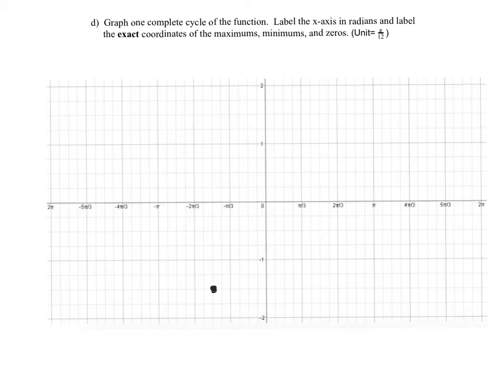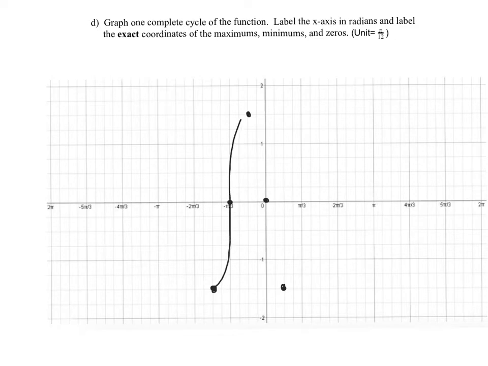And now when I pick my next point, I'm going to have negative pi over 3, 0. And then at pi over 6, I'd be at positive 1.5. Then I'd have 0, 0. A positive pi over 6 would give us a negative 1.5. And we have now graphed one cycle of our cosine function.